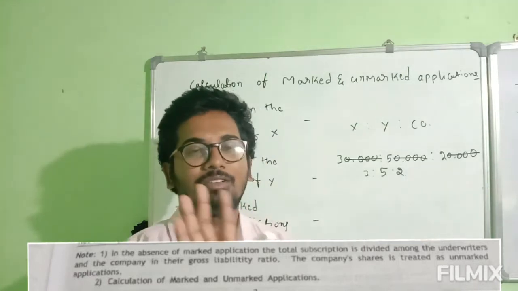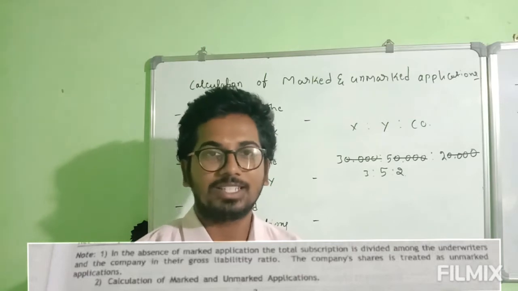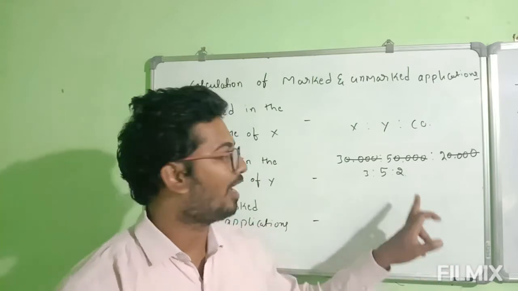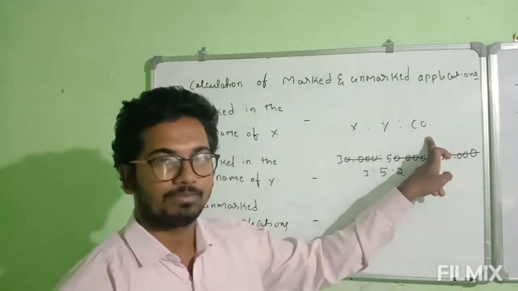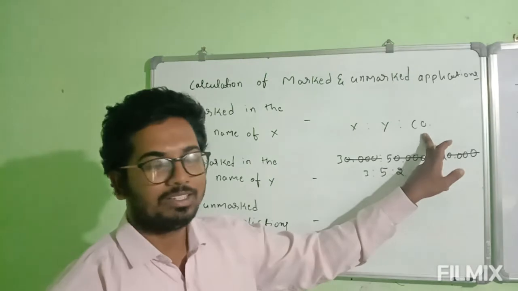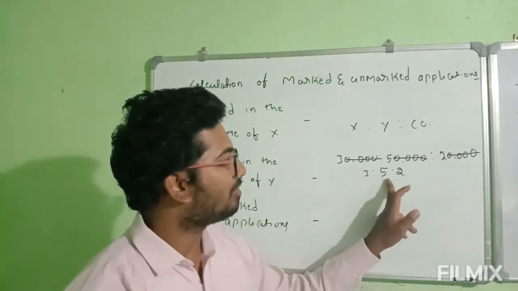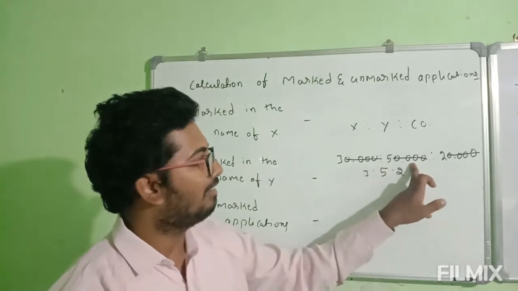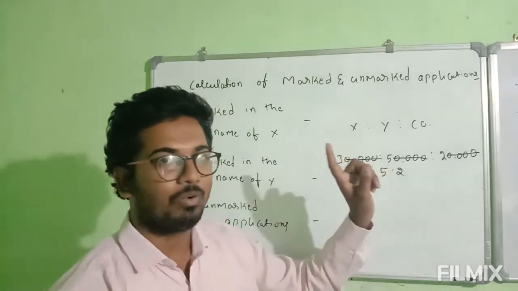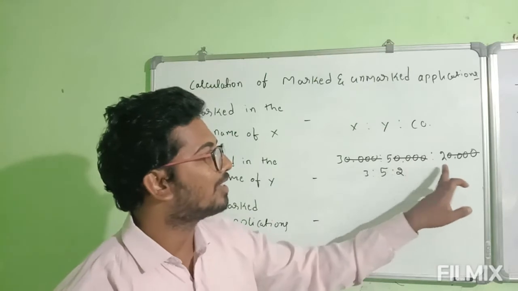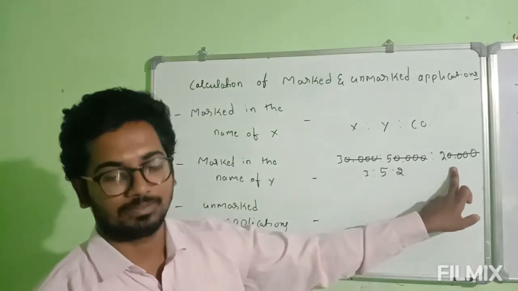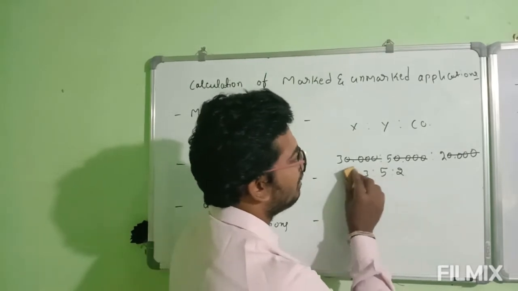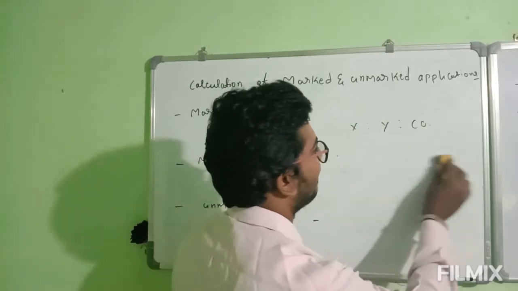So the first step, to find out marked and unmarked applications in partial underwriting, is to find the gross liability ratio of the underwriters along with the company. That is 3:5:2. How did it come? 30,000 is given for X, 50,000 is given for Y. The overall issued shares are 1 lakh, so the remaining 20,000 goes to the company. So 3:5:2 is the gross liability ratio of X, Y and the company.